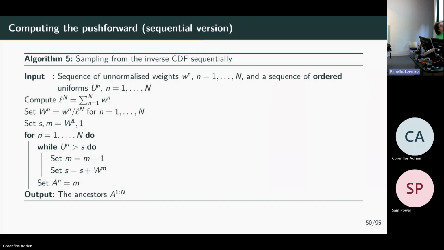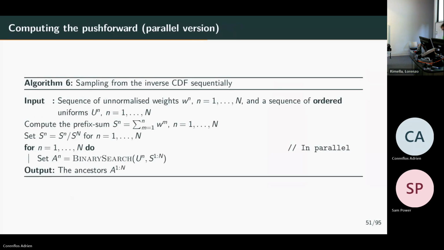Right. So you compute your total sum, you normalize the weights, and then what's happening is essentially you're computing the cumulative sum at the same time as you're trying to find out where the U's end up in the quantiles. If you wanted to do it in a parallel fashion, you would do it roughly similarly. In that case, you actually don't need the uniforms to be ordered, by the way.